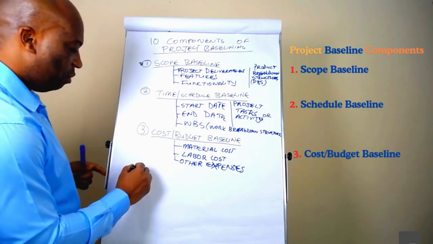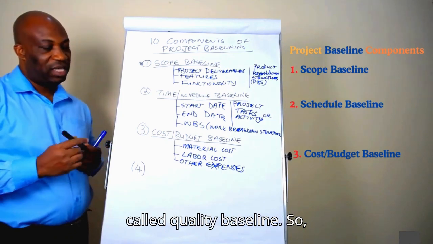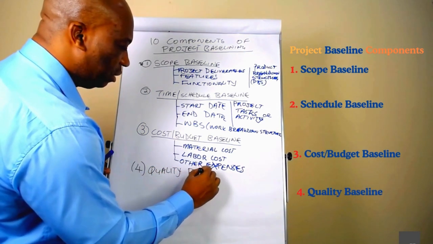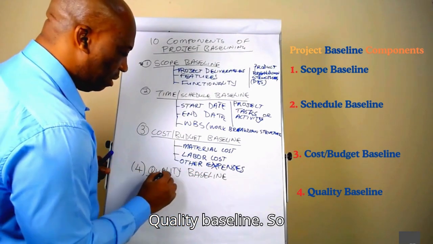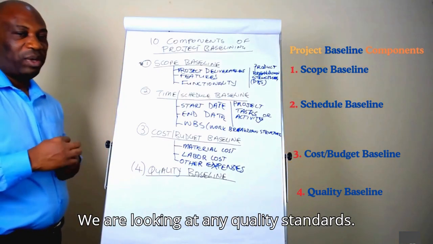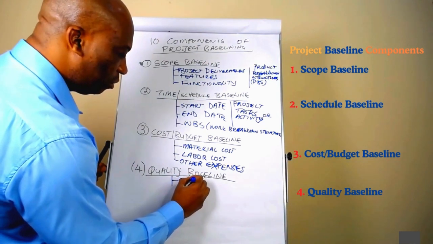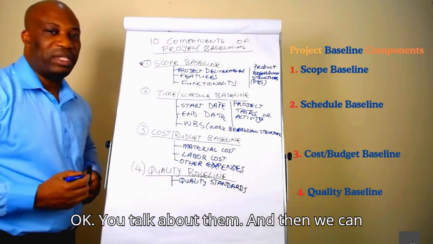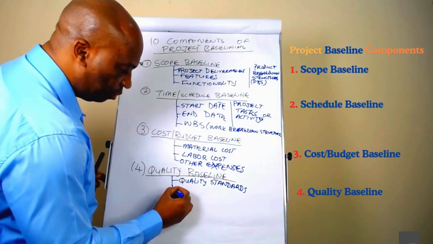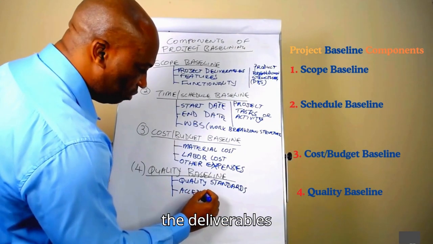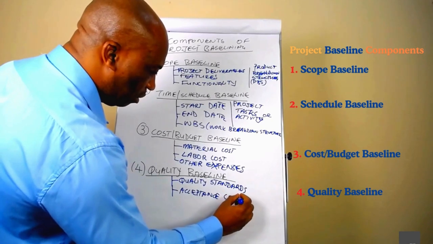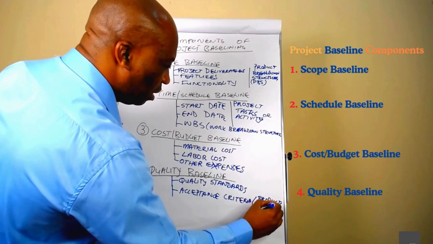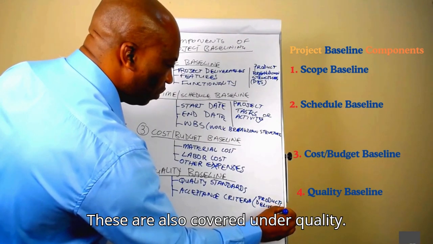Then number 4, we also have another component called quality baseline. So what is expected on the quality baseline? We are looking at any quality standards that you want to baseline in the project. You talk about them. And then you can also look at acceptance criteria. This is for the products or deliverables in the project. These are also covered under quality.